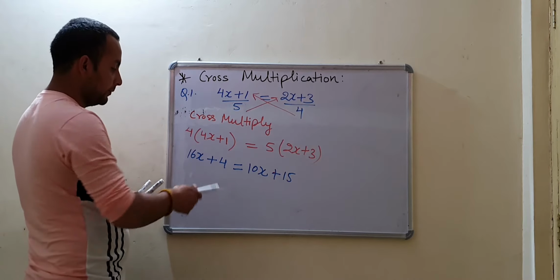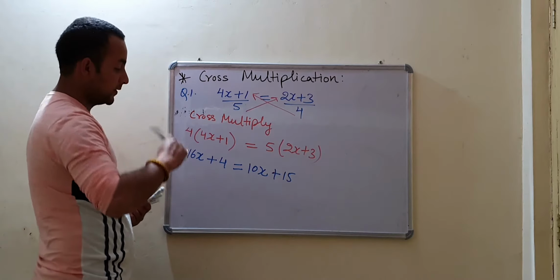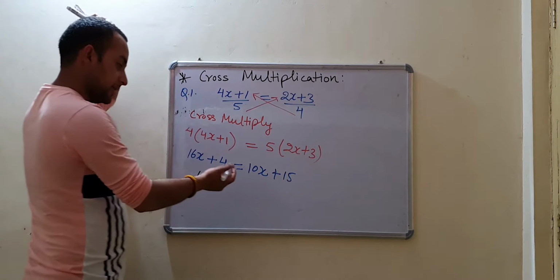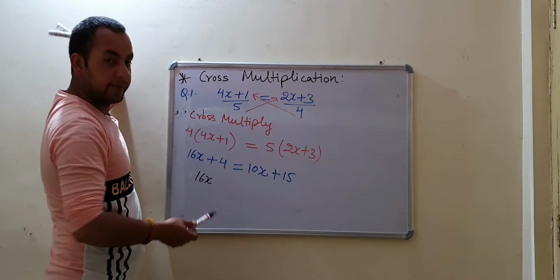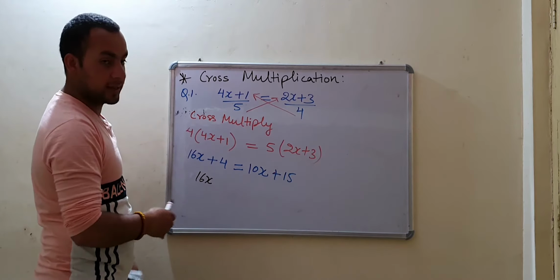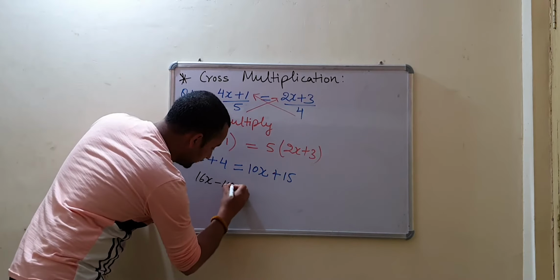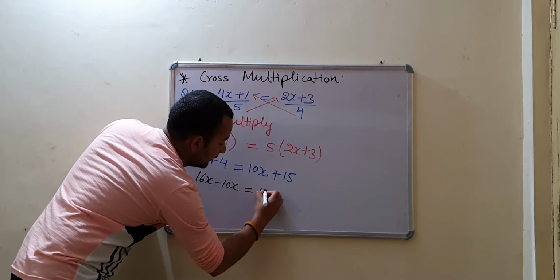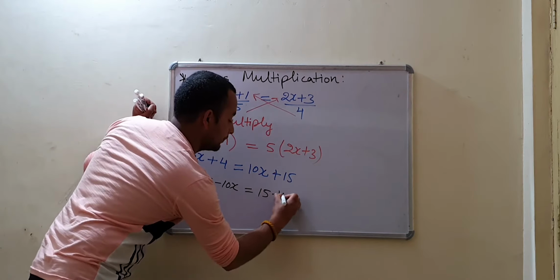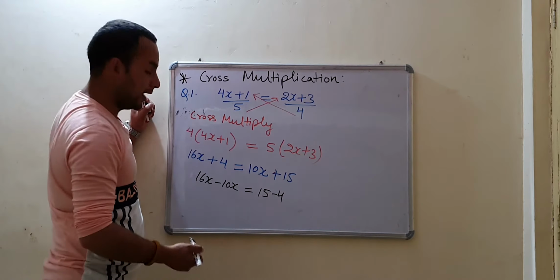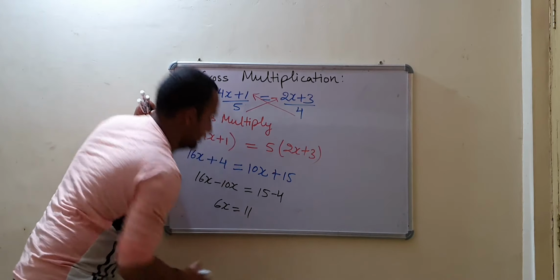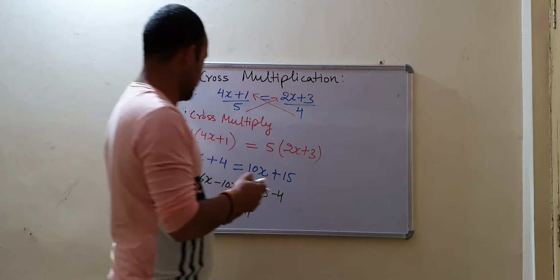Now we are going to keep the variable on one hand side and constant on another hand side. So 16x as it is, 10x is on the right hand side and it is a positive 10x, right? When positive 10x will shift from right hand side towards the left hand side, its operation will change, it will become negative 10x. 15 as it is, positive 4, when shifted from left to the right, will become negative 4. So 16x minus 10x is 6x, right? Equals 15 minus 4 is 11. And 6x equals 11.